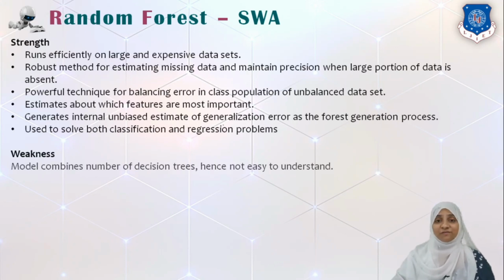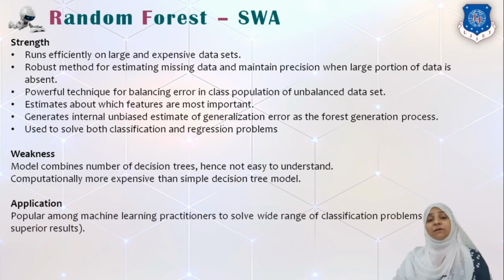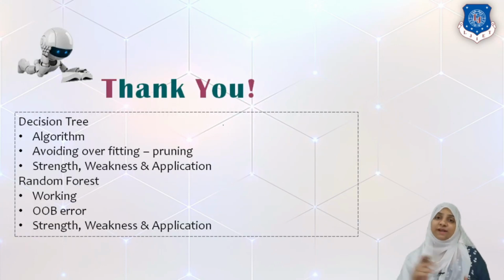Now, the weakness of random forest is that it combines a number of decision trees, hence the rules are very complex and very difficult to understand. Since it has more than one decision tree, it is computationally expensive. Now, applications: we can apply the random forest model to most of the known classification problems. It is very popular among a wide range of classification problems, giving very good results. So that is all for today.